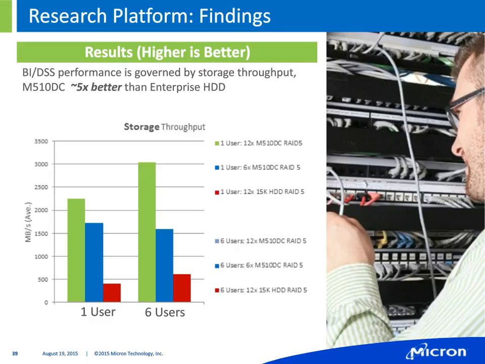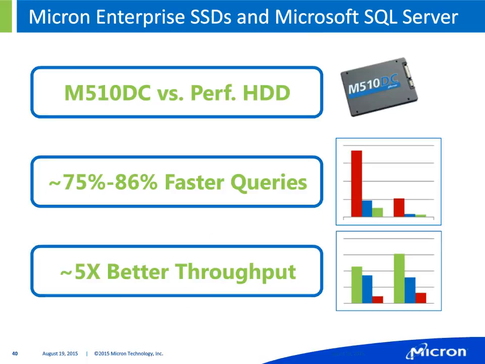And you can see that with 6 users stimulating 12 M510 DCs, we have a significantly higher throughput than any other configuration, and every SSD configuration is significantly faster than the hard drive configuration. So again, this one was a little bit of a surprise. We expected that rotating media would excel here, but what we found was just the opposite. What we found was that the flash drive arrays did much, much better no matter which one we picked.